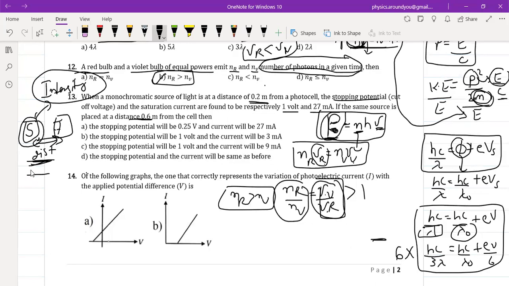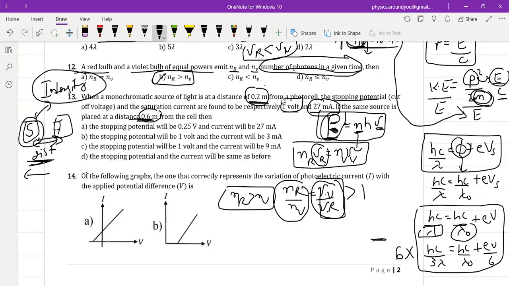If I take the source away from the target, intensity decreases. So what is happening here? Intensity of light is decreasing because initial distance is 0.2, final distance is 0.6. So I am taking source away from the target, so the intensity is decreasing. What is the quantity which is dependent on intensity? Of course, current. So current should reduce. What will happen to stopping potential?